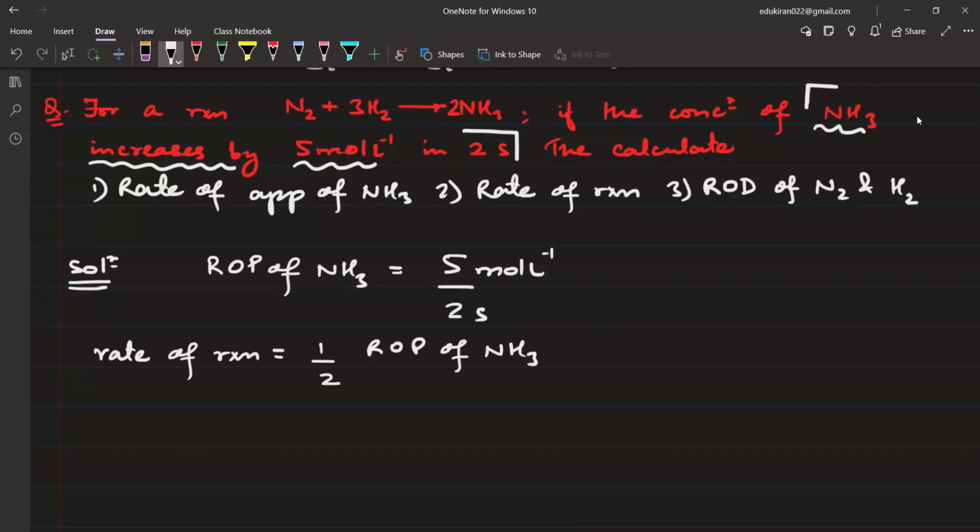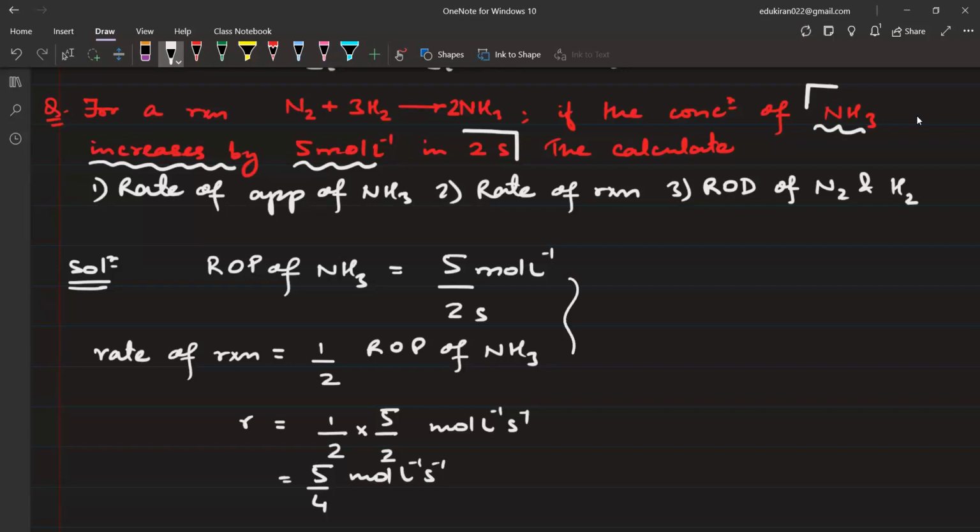Correct, guys? In terms of NH3, rate of reaction will be 1/2 into rate of production of NH3. So rate will be equal to 1/2 multiplied by rate of production, which is 5/2, moles per liter per second. So it will be equal to 5/4 moles per liter per second.